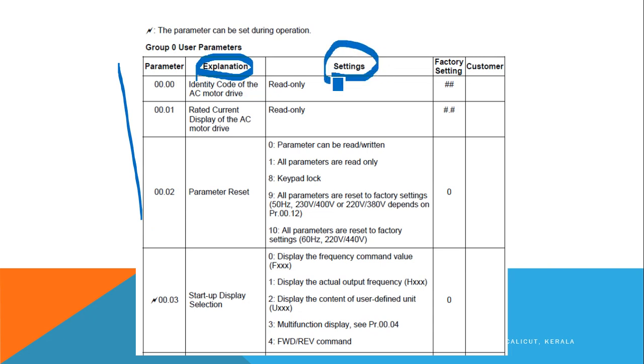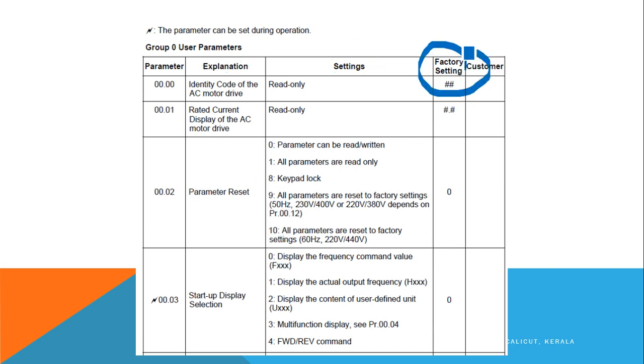There will be multiple settings, 1, 2, 3, so we'll be able to select a number, and it corresponds to whatever it may be. So we'll be able to set that parameter, and it will mention what the factory setting is. When the VFD is directly available to you from the factory, it will have a proper setting, or you can also reset to factory settings.